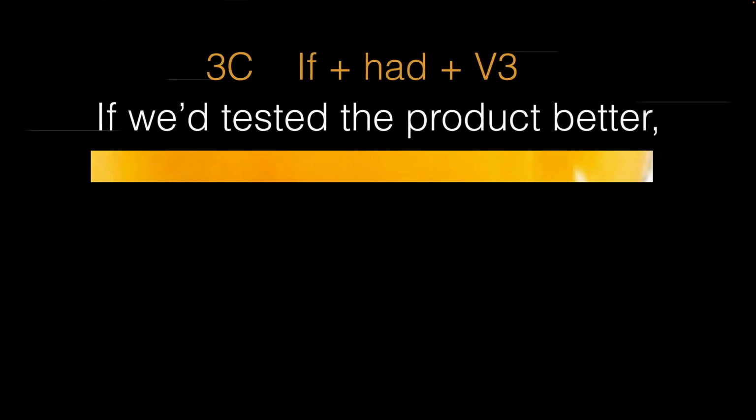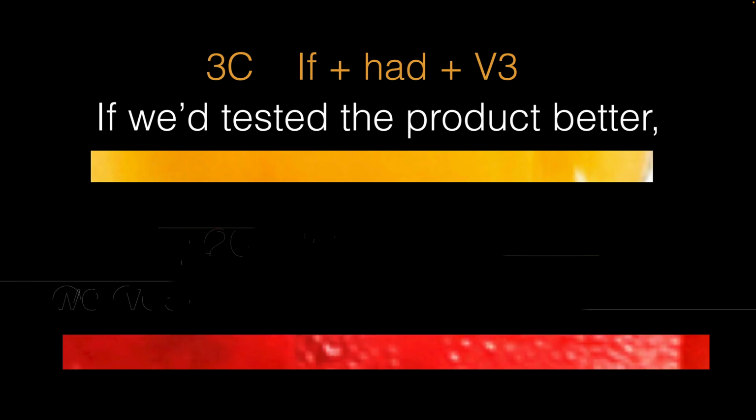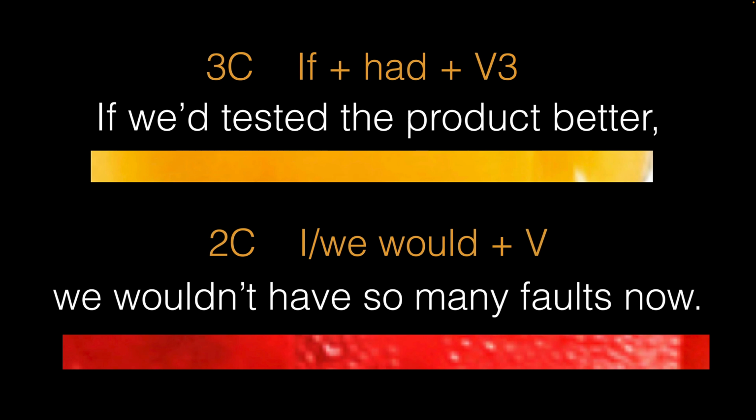Let's give you an example. So, if we'd tested the product better, if we had tested the product better. So, first part of the third conditional, if, had, verb 3, then an imagined present. Second part of the second conditional, would or could plus the verb, infinitive. We wouldn't have so many faults now. Together, if we'd tested the product better, we wouldn't have so many faults now.